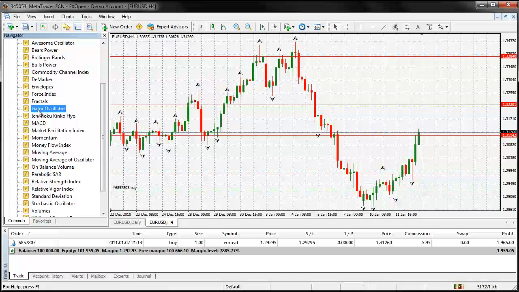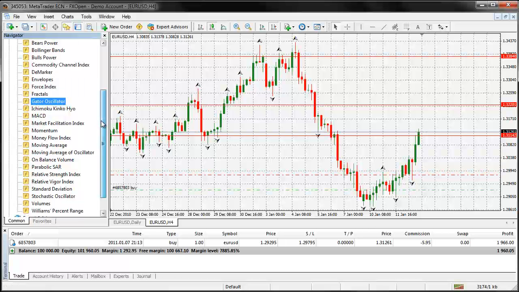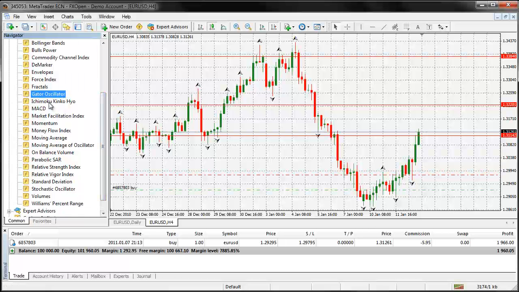We're not going to talk about the gator oscillator. It just really is not worth it. It's not going to really help you that much. Okay, so we're going to go over to this one, and this one's the Ichimoku Kinko Hyo.